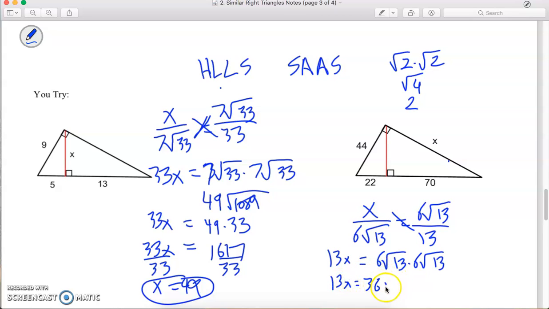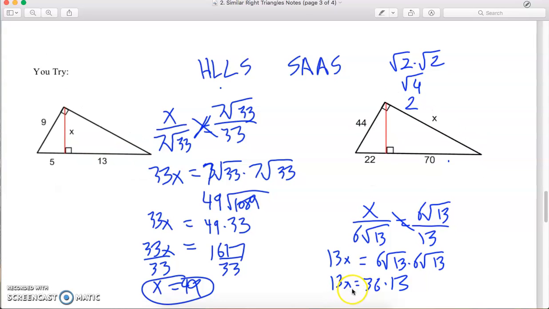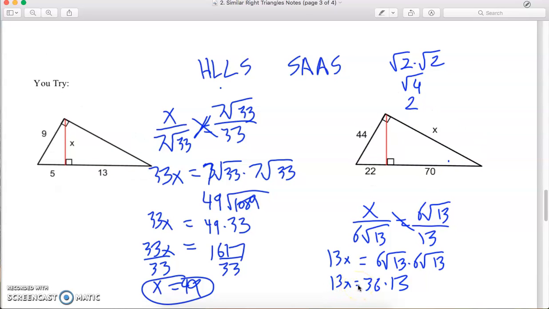So 13x equals 36 times 13. 36 times 13 is 468. So you've got 13x equals 468. And you just divide by 13. So x equals 36. So you know that this leg is 36. Okay?